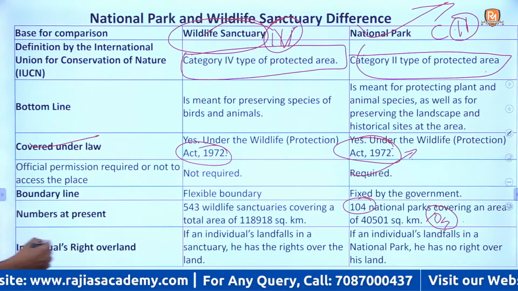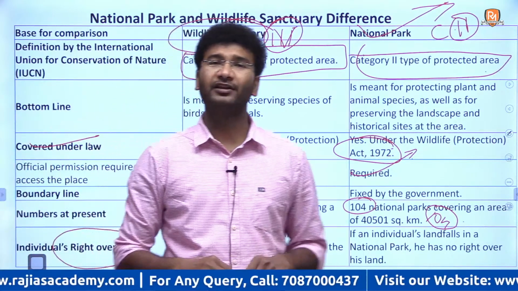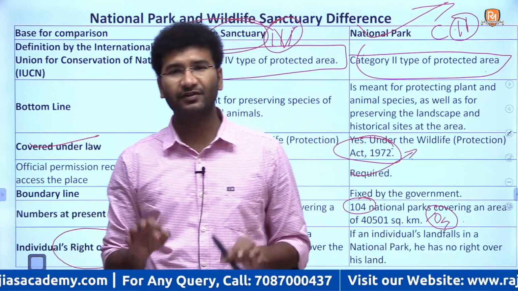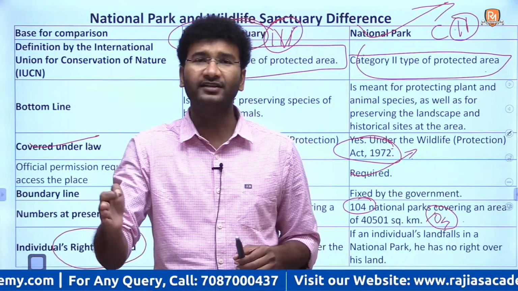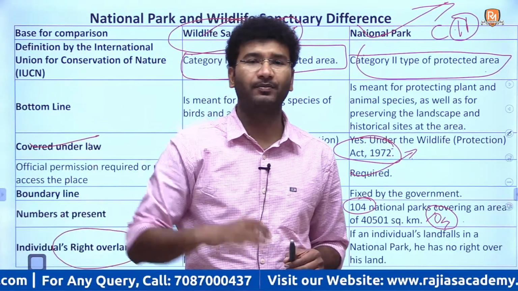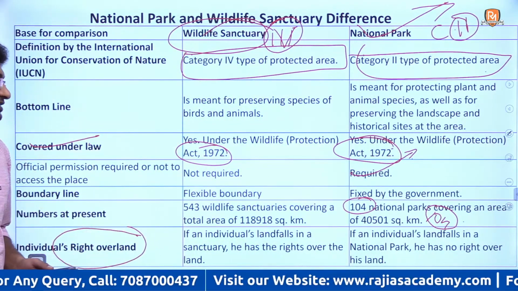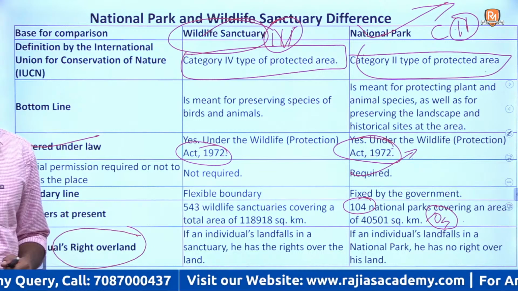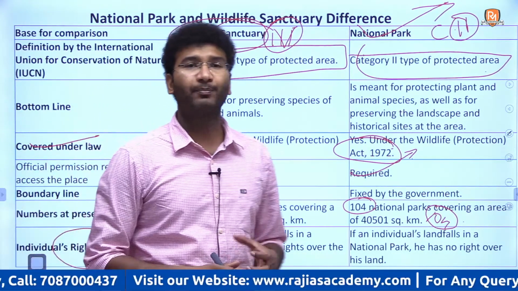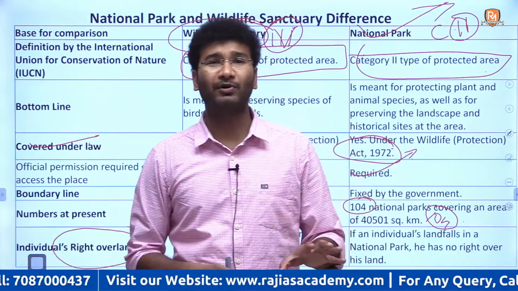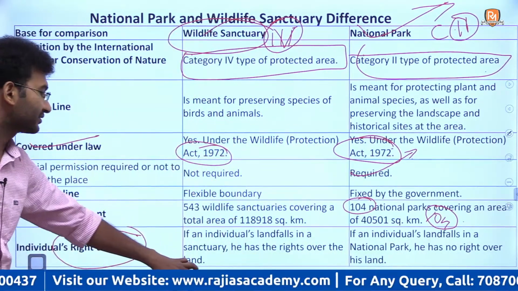Now, when it comes to individual rights over the land, suppose you have your home in the wildlife sanctuary, you can actually stay within that wildlife sanctuary. But you will not have any rights in the demarcated area of your national park. You will not be given any kind of rights. See here, if an individual's land falls in a sanctuary, he has the rights over that access. But when it comes to private property, they will not own any private property in the national park, and the national park will have a greater protection status.